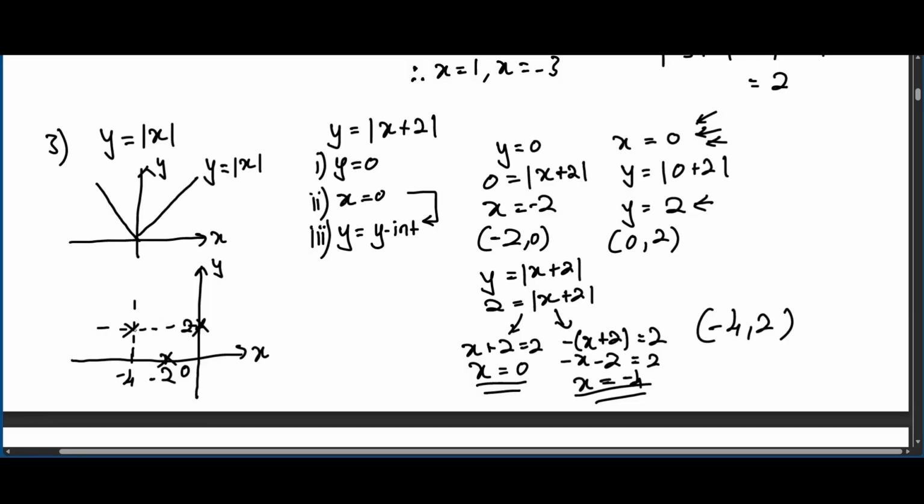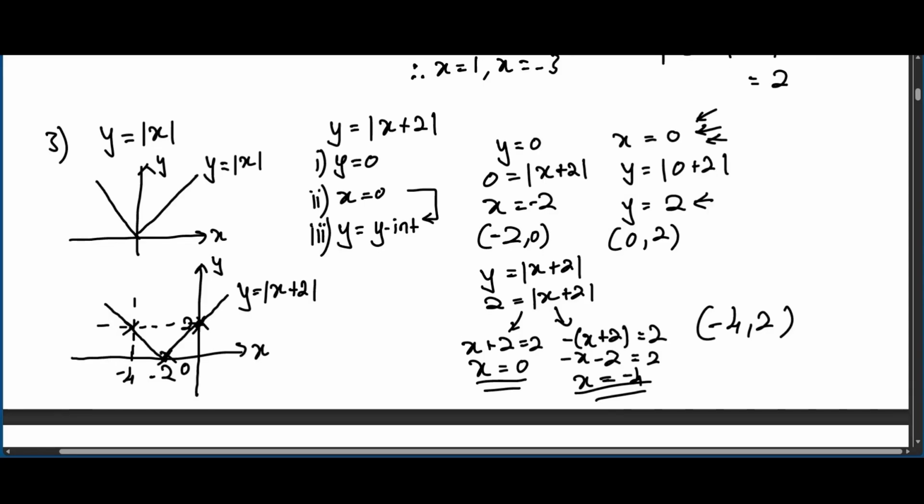So there we go. And then there's 3 points. Remember, it's a V shape, so connect them accordingly in a V shape. So there you go. There's your absolute value graph. Finally, label your graph y equals absolute value x plus 2. And there you go. That's how you sketch a graph, right?